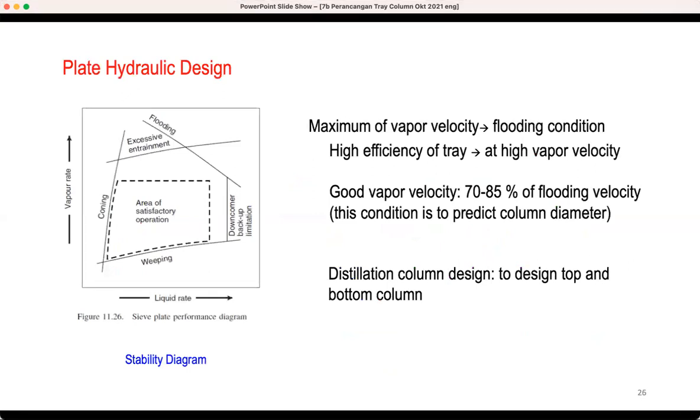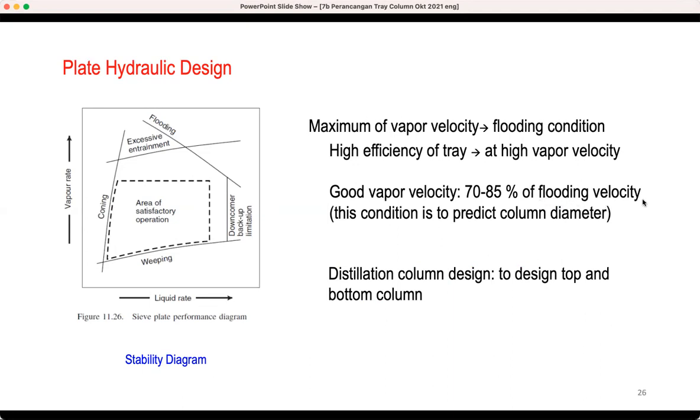Right, because we have to prevent flooding, excessive entrainment, weeping, downcomer backup, and also coning, we have to check the sieve plate performance diagram. A maximum vapor velocity will contribute to flooding conditions, but a high tray efficiency will also result in high vapor velocity. So for good vapor velocity, the convention is around 70 to 85% of flooding velocity.